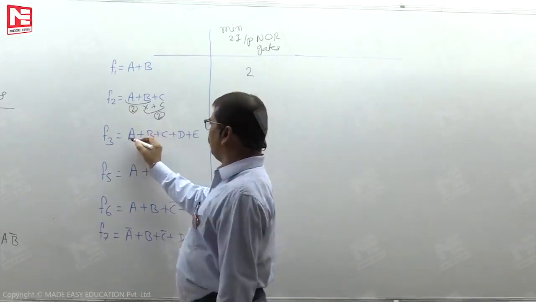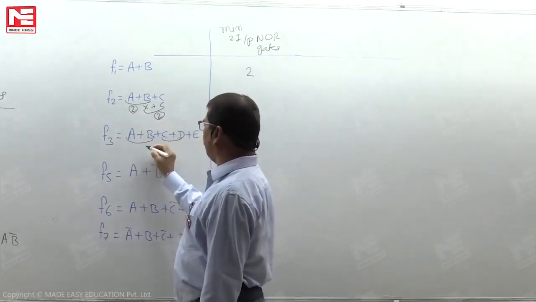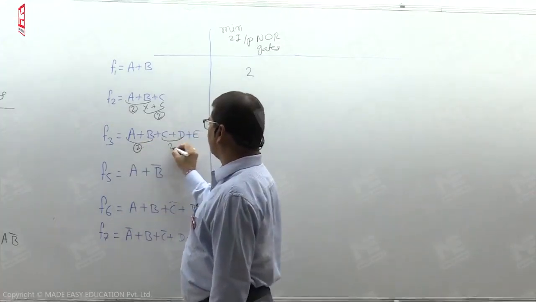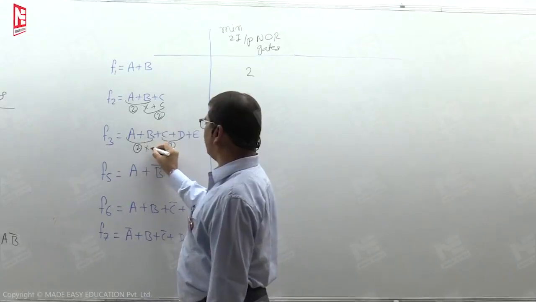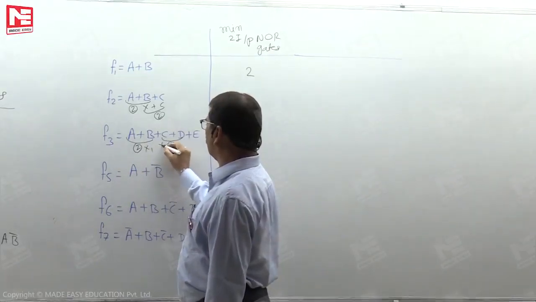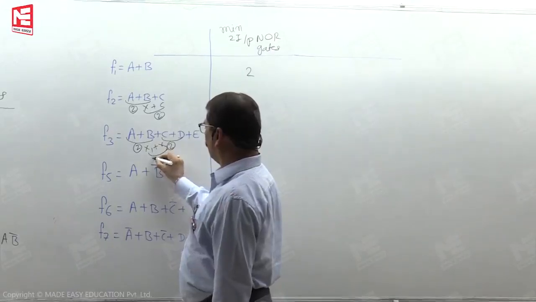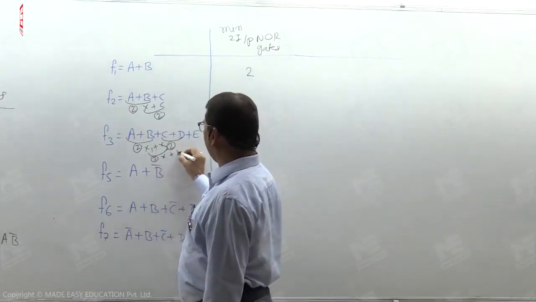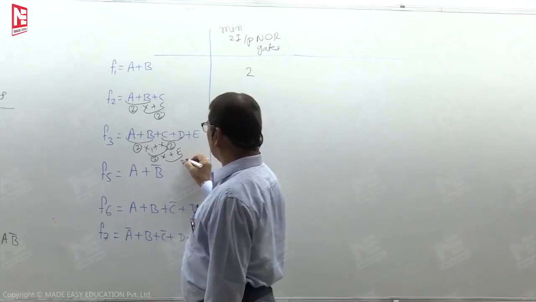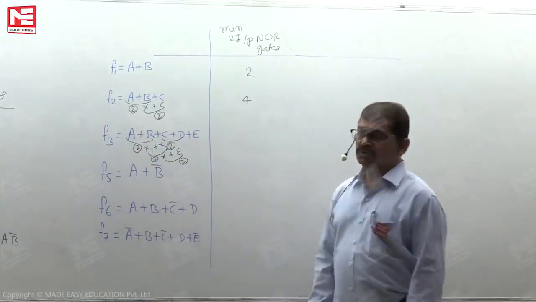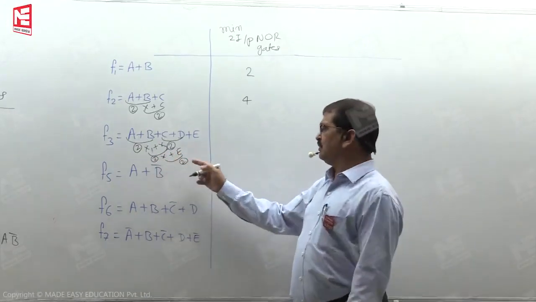Similarly for F3, for A or B we need 2 NOR gates, for C or D 2 NOR gates. While naming them X1 and X2, X1 or X2 needs 2. So the total number of gates, if you count, we need 8. 2 plus 2, 4 plus 2, 6 plus 2, 8.